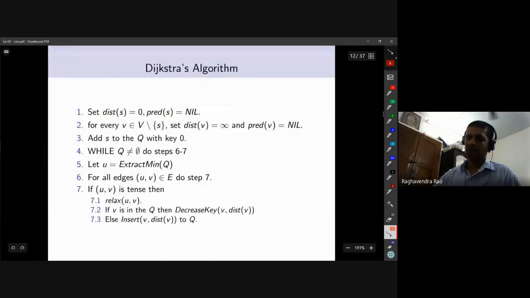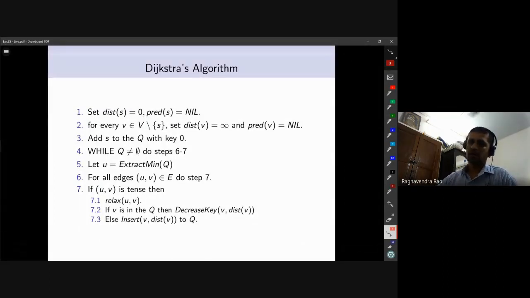I'll start with Dijkstra's algorithm. So here the idea is the following.